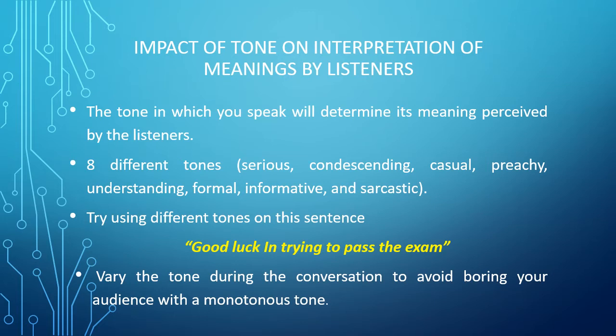So there are different tones which can be used in this particular sentence and which can have different meanings from your tones, right? If you are speaking in a serious way, if you are speaking in a formal way, it means you are seriously wishing the person good luck. And if you're speaking in a casual way, it means you are talking to your friend and you really are wishing him or her good luck in trying to pass the exam. So there are various tones which you can also practice in your homes for this particular sentence.